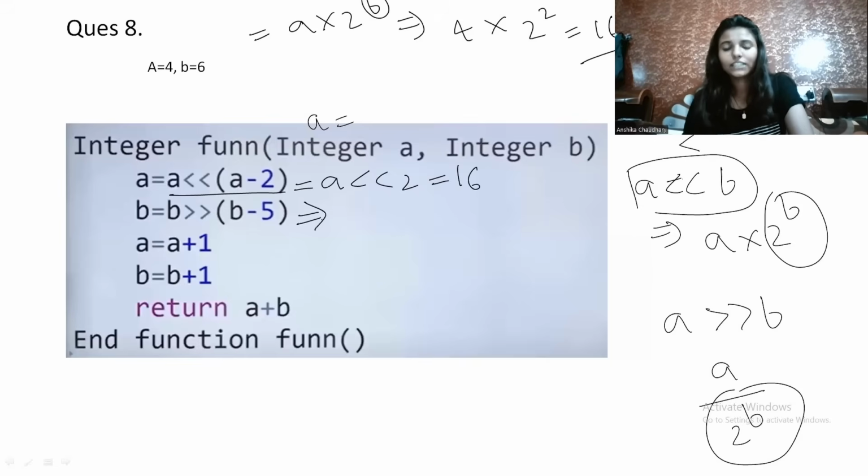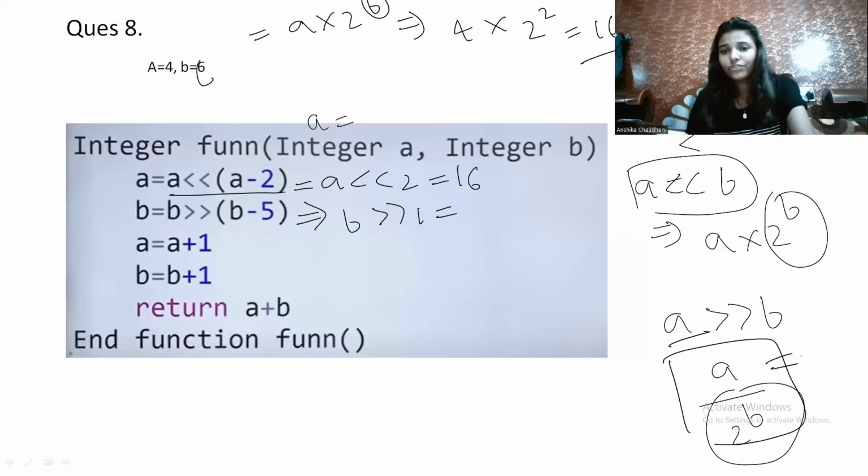Now coming to this line. So b right shift b minus 5. What is the value of b? It is 6. So 6 minus 5 is 1. So at the place of a, this time we have b. So the b value is 6, and at the place of b we have 1. So 2 raised to the power 1. So 6 upon 2 will give 3 as the answer. So this is 3.